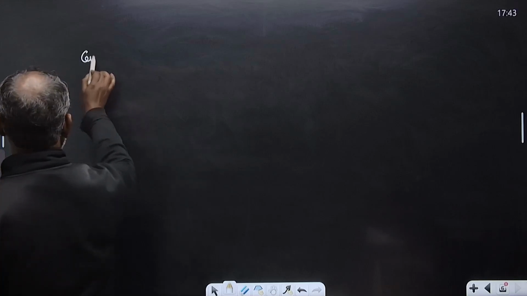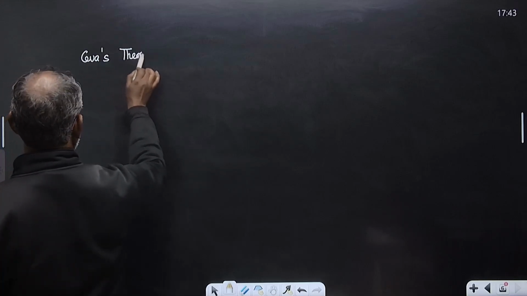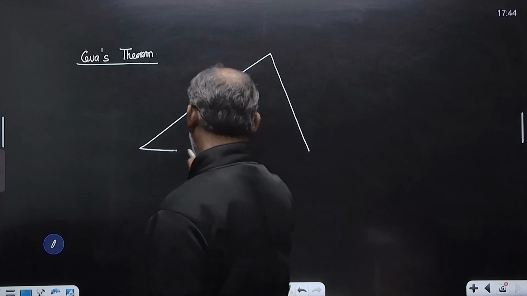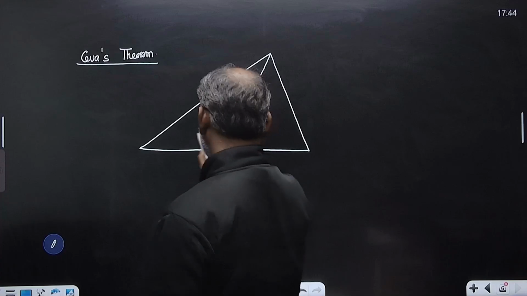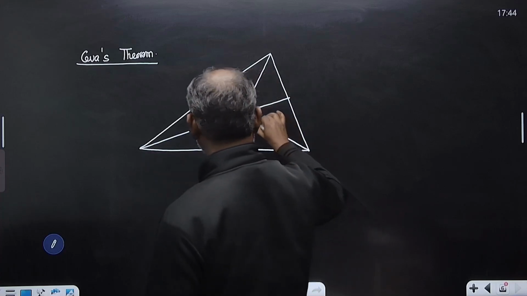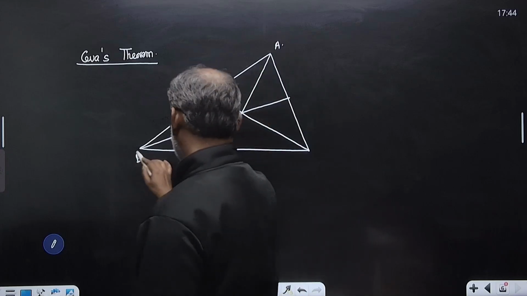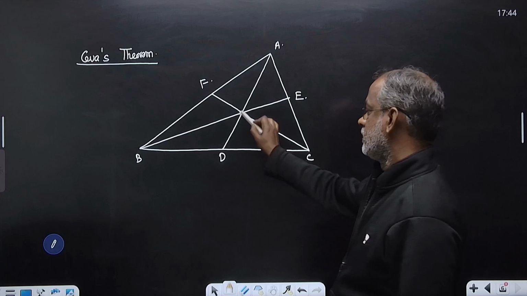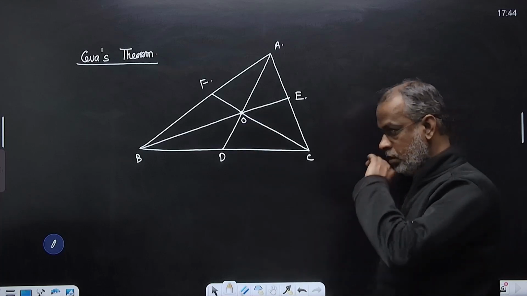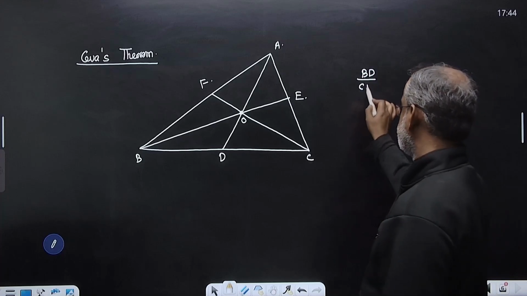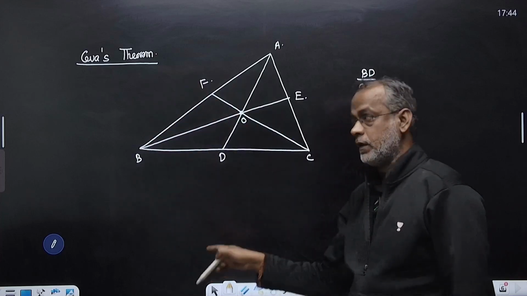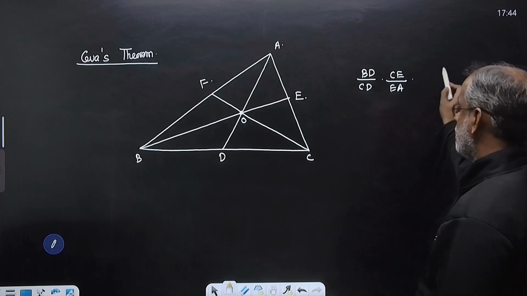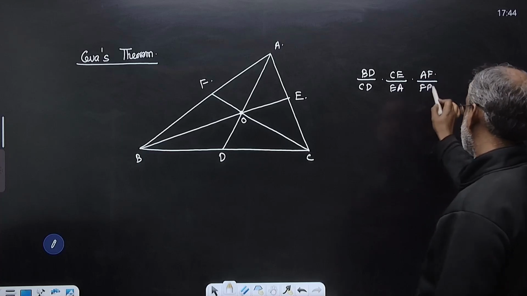Now, what does Ceva's theorem say? That if you take any point and you draw lines like this, say, suppose they meet at O. BD by CD, this ratio, just we complete the whole path, CE by EA, and then AF by FB is 1.